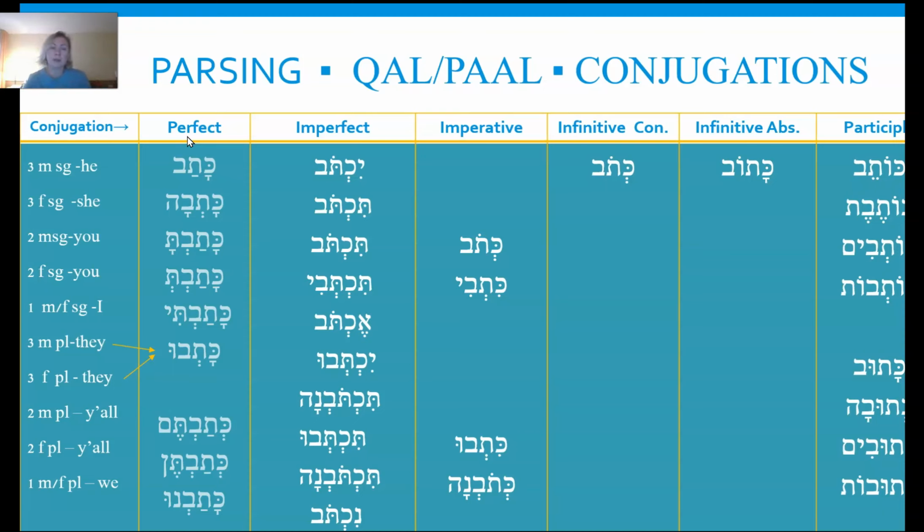So we would say we have of the conjugations 1, 2, 3 imperative, infinitive constructus, infinitive absolutus, participle, cohortative, jussive, and the 2 perfect and imperfect with vav consecutives, which gives us 10 possible conjugations. And let's say it in every stem, but we will start talking about them looking at the kal or PAAL stem, because this will give us clear understanding of the conjugations, and this understanding will be repeated in every stem.